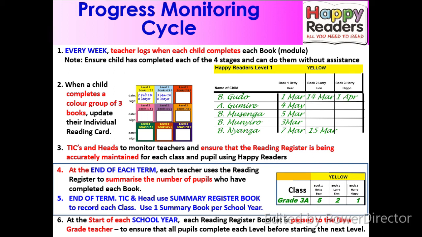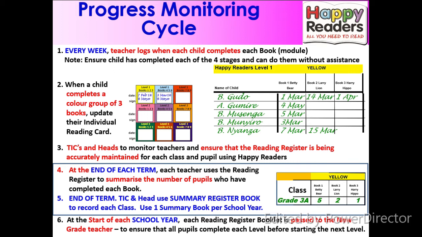And every week, the teacher logs when a child completes each book. And we do iterate, ensure that the child has completed each of the 4 stages and can do them without assistance. Don't just tick children off because the rest of the group has done it. Otherwise, we won't be ensuring the learning.